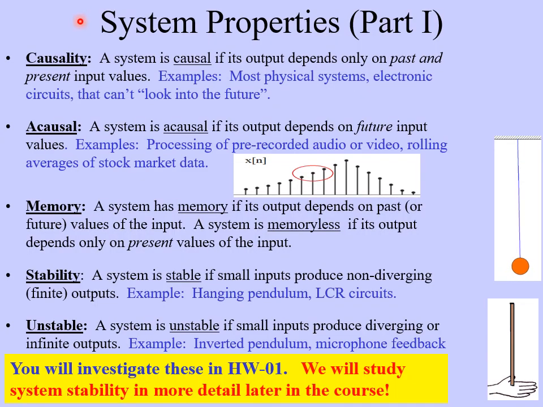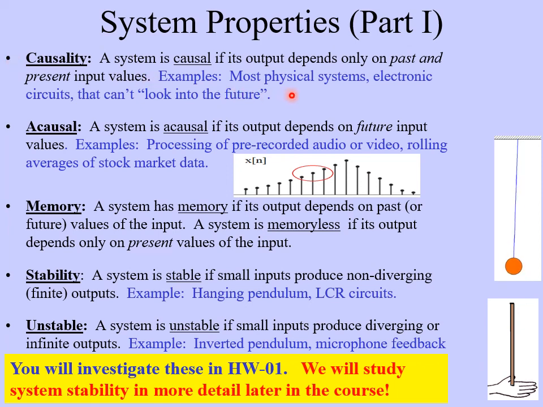So this slide summarizes 5 important and pretty fundamental properties of systems. So let's start with the first one, which is called causality. A system is said to be causal if its output depends only on past and present input values. In other words, a causal system cannot look into the future. It can only look at what's happening right now or what has happened in the past.